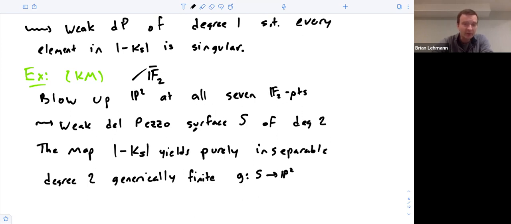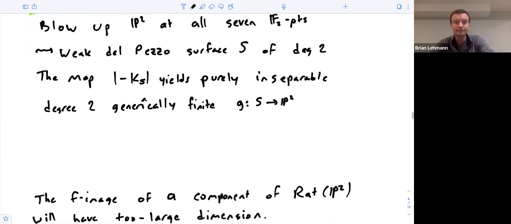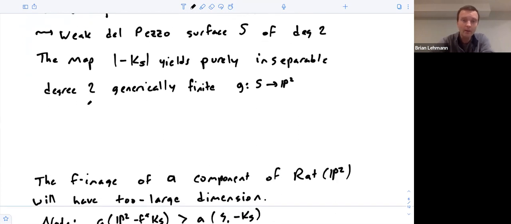And one of the interesting pathologies of this surface is that the anti-canonical linear series defines a purely inseparable map. Just like for any weak Del Pezzo surface of degree 2, the anti-canonical linear series defines a map to P2 of degree 2, which is generically finite. And for this particular surface, it just happens to be purely inseparable as well. So because of that, we obtain a Frobenius factoring.